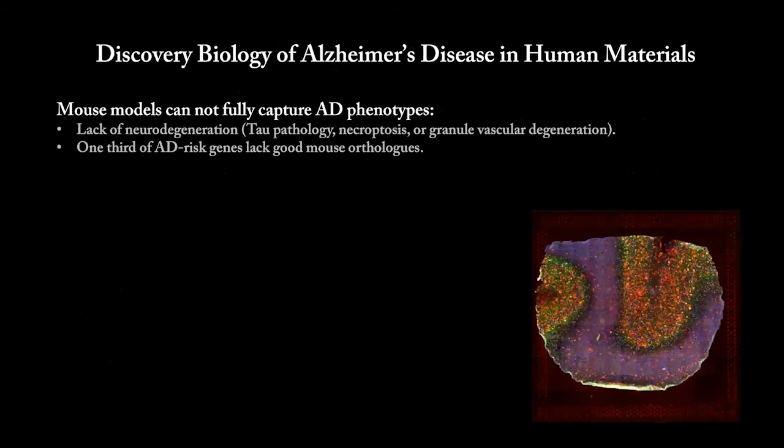Because the mouse models cannot fully capture the AD phenotype. For example, there's not much neurodegeneration, such as tau pathology, necroptosis, or granulovacuolar degeneration in the amyloid mouse model. And at least 1/3 of AD risk genes don't have good mouse orthologs. So I think it is not that surprising when we see the efficacy. They show benefit in the mouse model to improve the cognitive function, but they cannot really recapture the same efficacy in the human study in clinical trials.